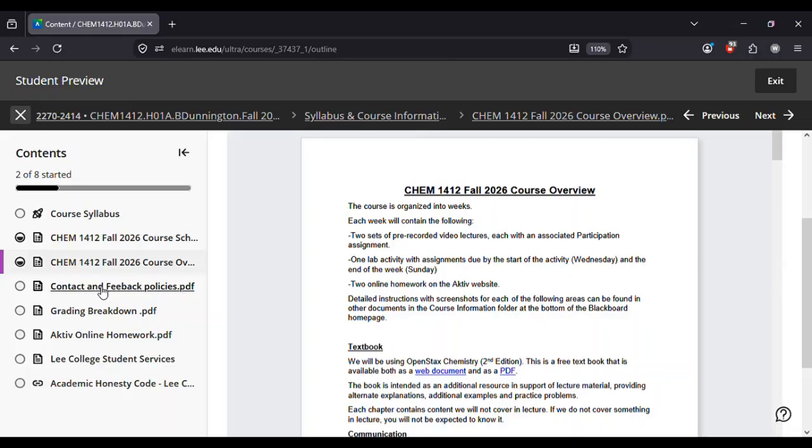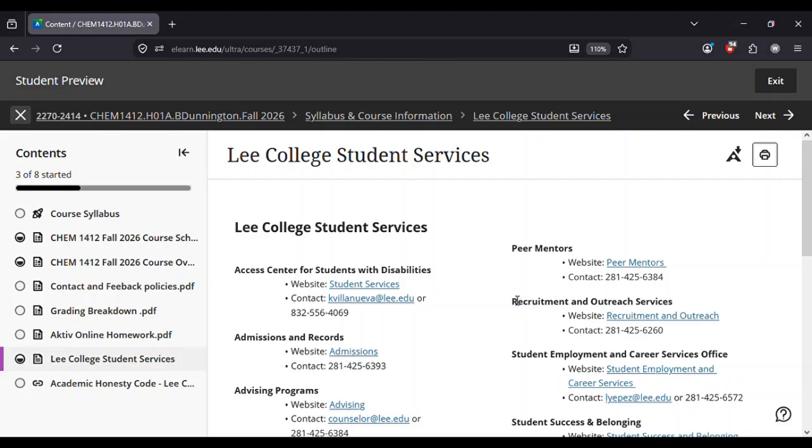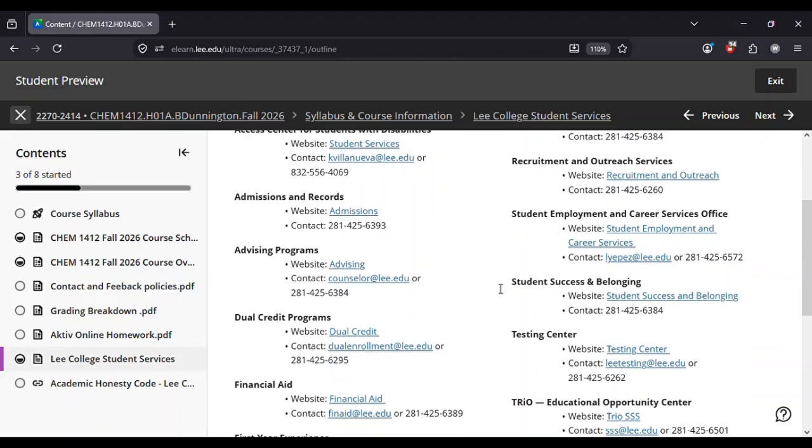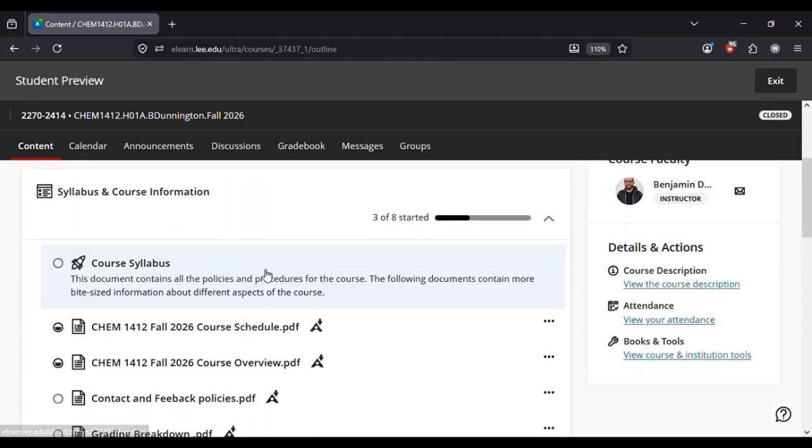I have other stuff in here: contact, grade breakdown, the homework, college student services, like information from the college about everything that's available as a resource. So I encourage you to take a look at all this stuff, and this is always going to be available at the top of the Blackboard page.